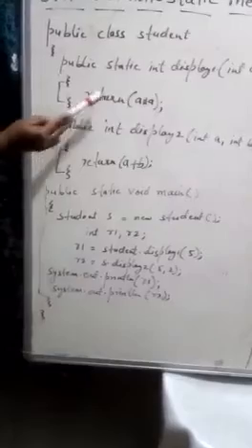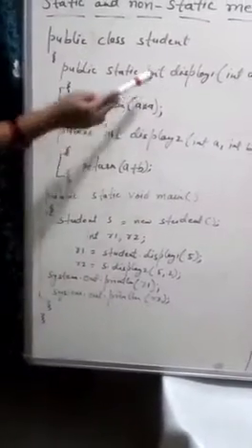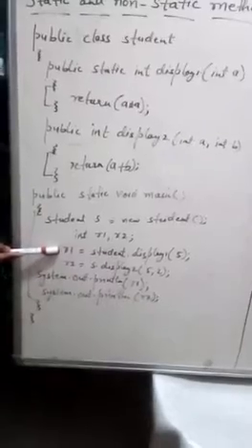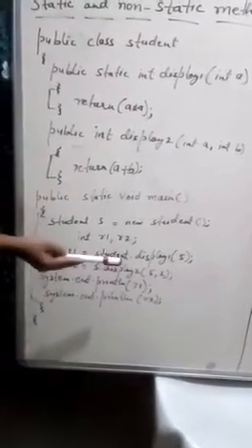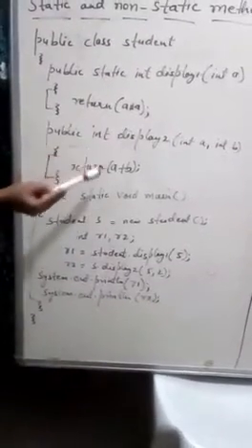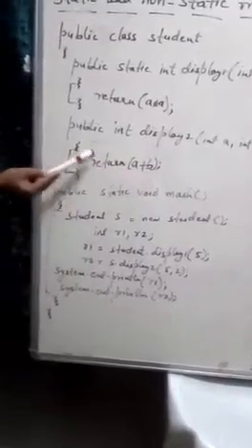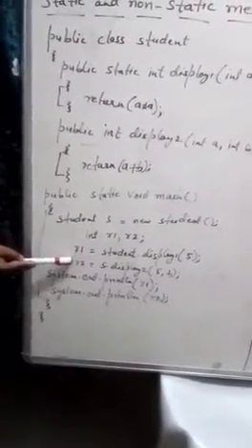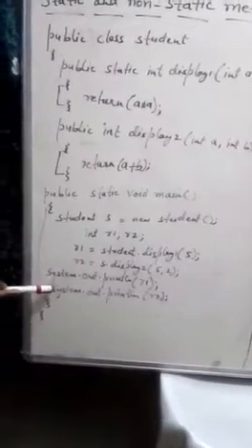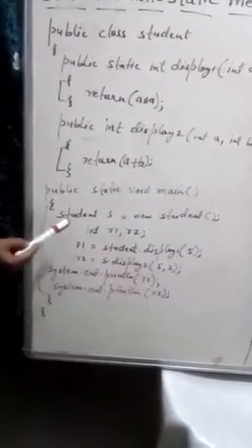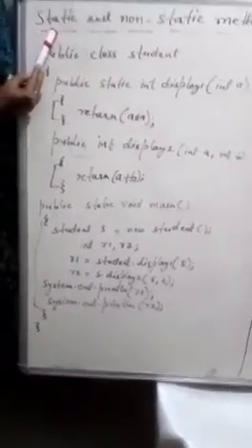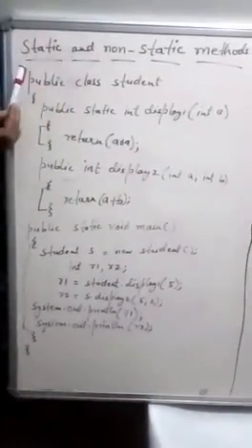So what will it return? If we pass 5, it will return 5 into 5, that is 25, and 25 will get stored in r1. And if we pass 5 and 2, it will take the addition of 5 and 2, that is 7, and it will store 7 in r2. So we have our results in r1 and r2, and that is what we are displaying here. From this example, it is very clear what the difference is between static and non-static methods.